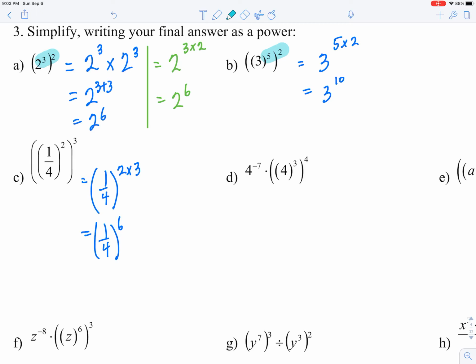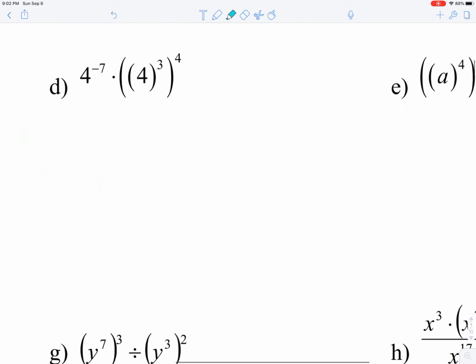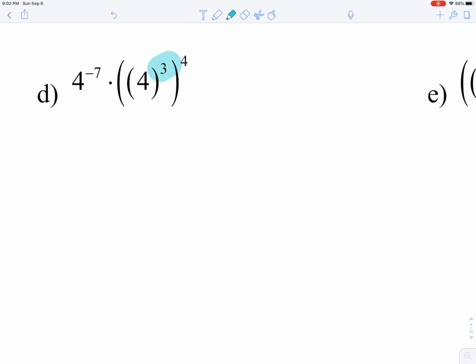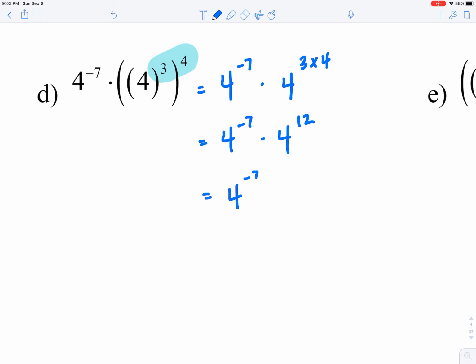For the next question, D, I'm going to move this front and center. We're going to have to follow BEDMAS. So we're actually going to have to deal with these exponents first and multiply the exponents together. So we leave that 4 to the minus 7 out front. And then that's going to be 4 to the 3 times 4, because it's a power of powers, so we multiply them. So that's 4 to the minus 7 times 4 to the 12. Because we're multiplying and the bases match, we're going to add the exponents. So that's 4 to the 5, and that's our final answer.